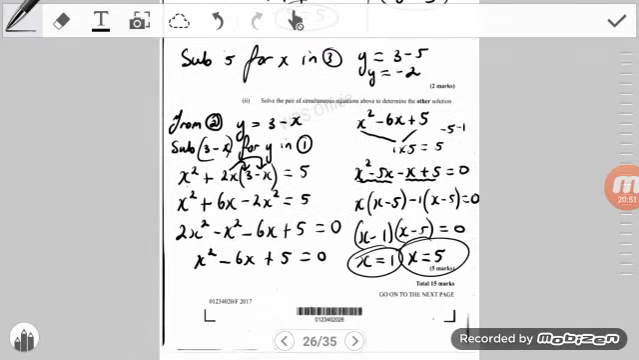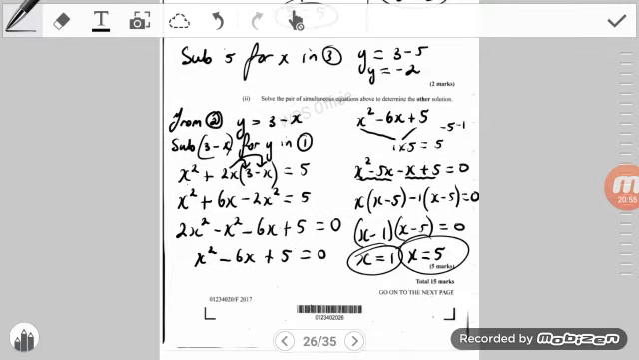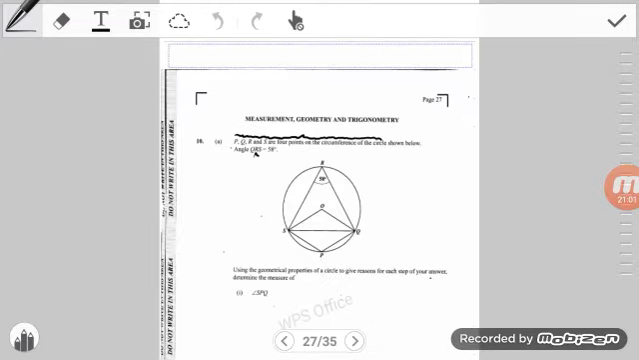Alright? So that pretty much wraps up that question. 5 marks. Good amount of marks for that amount of work. We're going to move on to the next question.